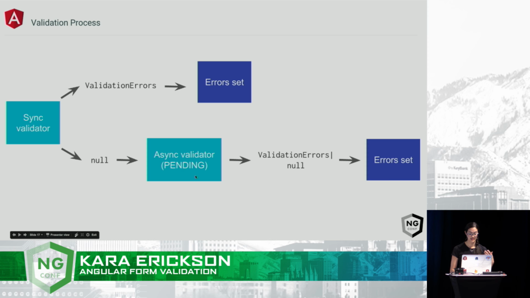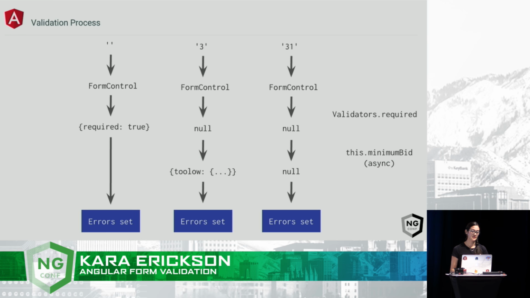While it's in progress, we set the status to pending. And then whenever the request comes back with a validation result, we set the errors accordingly and recalculate the status. So that's pretty straightforward. So if we were to make this a little bit more concrete, let's show the life cycle of how the value gets to the error state. If we start with an empty string, then the form control goes through validators.required, and obviously it's going to return the required error because it's empty. So in that case, the errors will be set immediately, and the status is set to invalid.